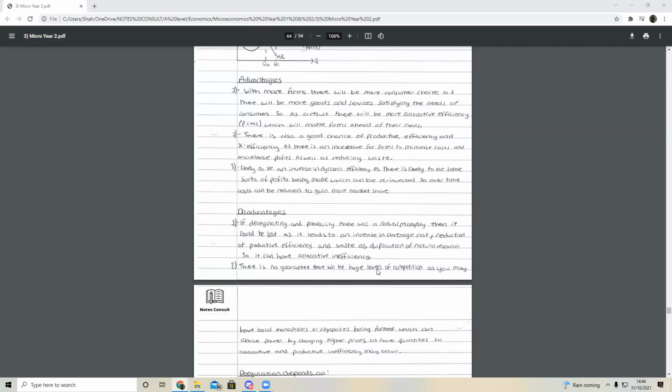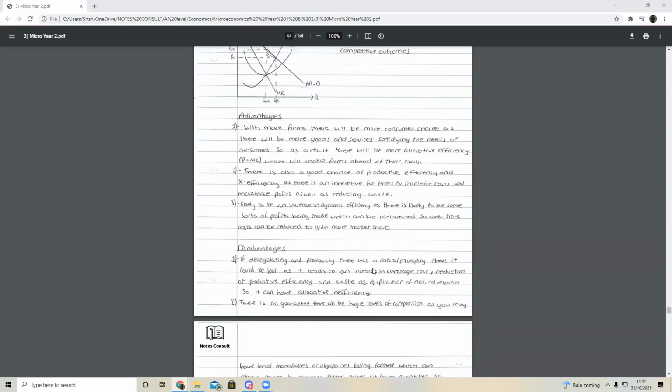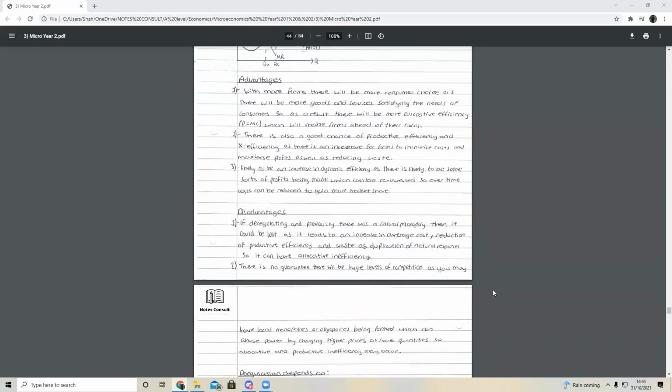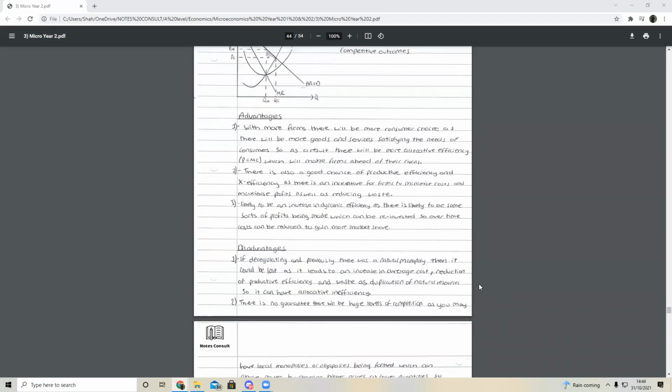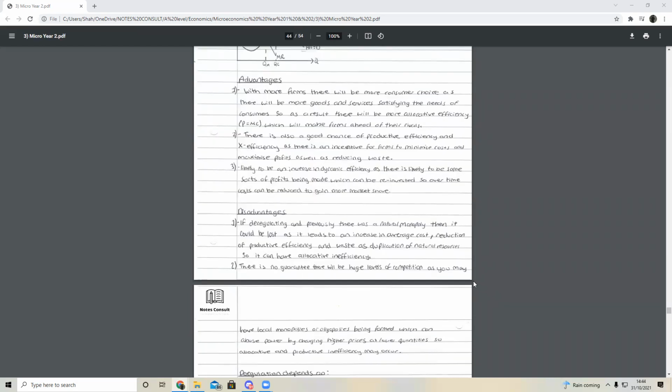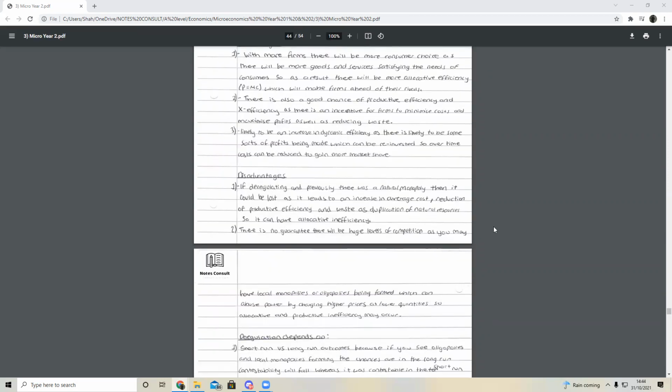Because if they continue to operate at allocative efficiency, they're making a loss, because when they were regulated, that loss was covered by a subsidy. So they would probably profit maximize. So you can say that's a disadvantage, isn't it? Yeah, you can, I guess so. Yeah, no, that's good.